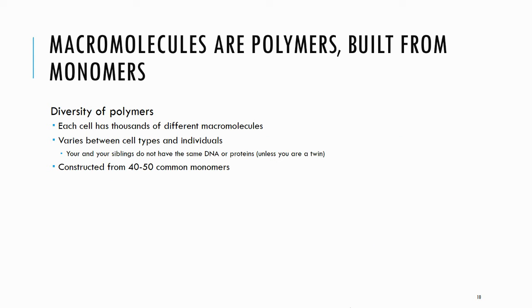Each cell has thousands of different macromolecules, which will vary between cell types and individuals. However, they are all constructed from 40 to 50 common monomers.